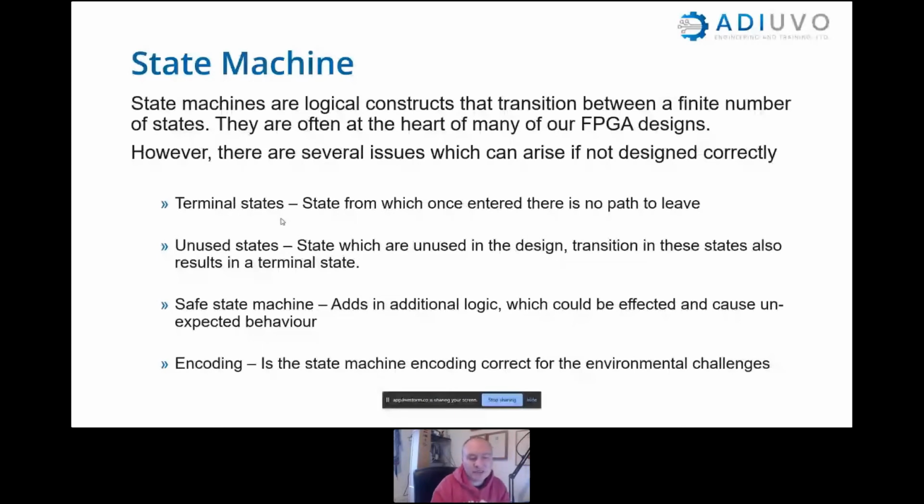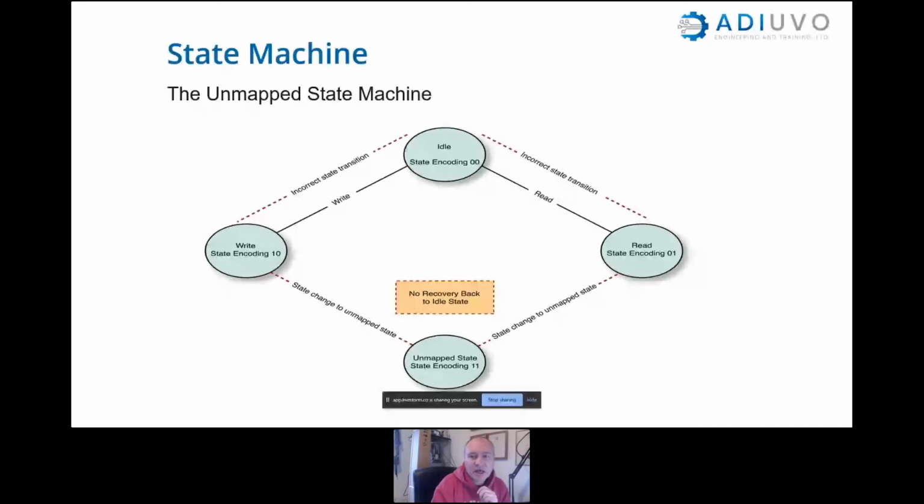And we can look at the encoding states as well. We need to think about that encoding state of the state machine. One thing we can do is take a look at the state machine in the example we've got presented, and we can see here that we've got 3 states, and if a single event transient occurs in any of these 2 states, it's possible to put it into an illegal state, in an unmapped state where there's no recovery back from.